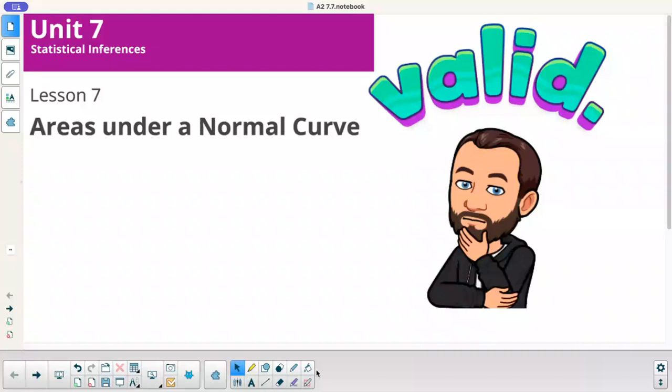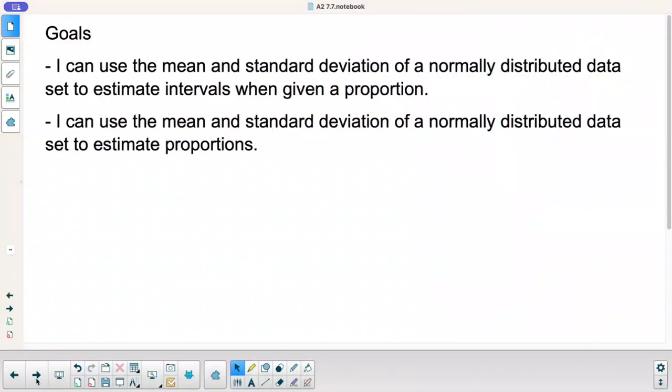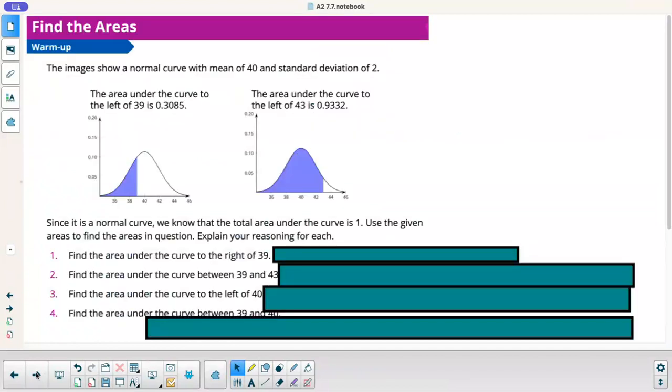Illustrative Math, Algebra 2, Unit 7, Lesson 7 is called Areas Under a Normal Curve. Goals today: I can use the mean and standard deviation of a normally distributed data set to estimate intervals when given a proportion, and I can use the mean and standard deviation of a normally distributed data set to estimate proportions. So our warm-up images show a normal curve with a mean of 40 and a standard deviation of 2.